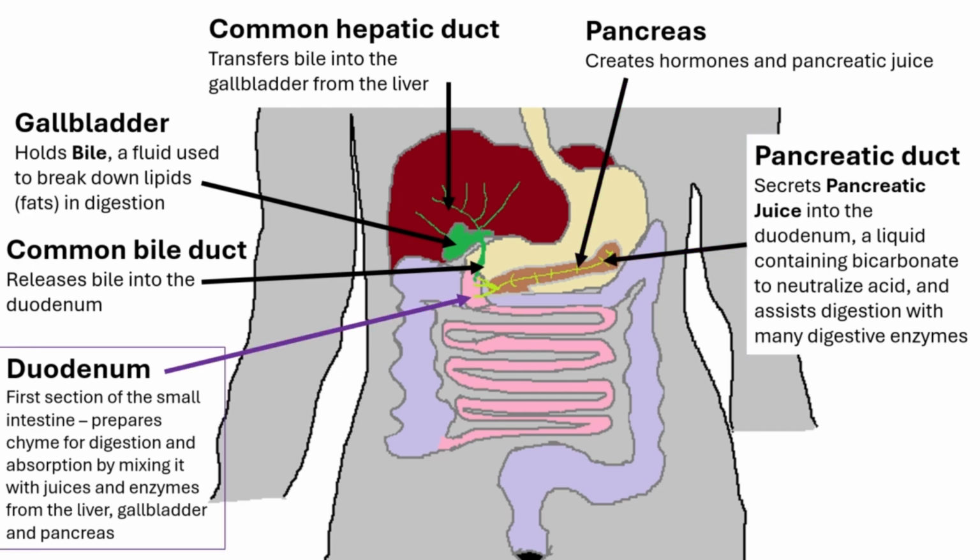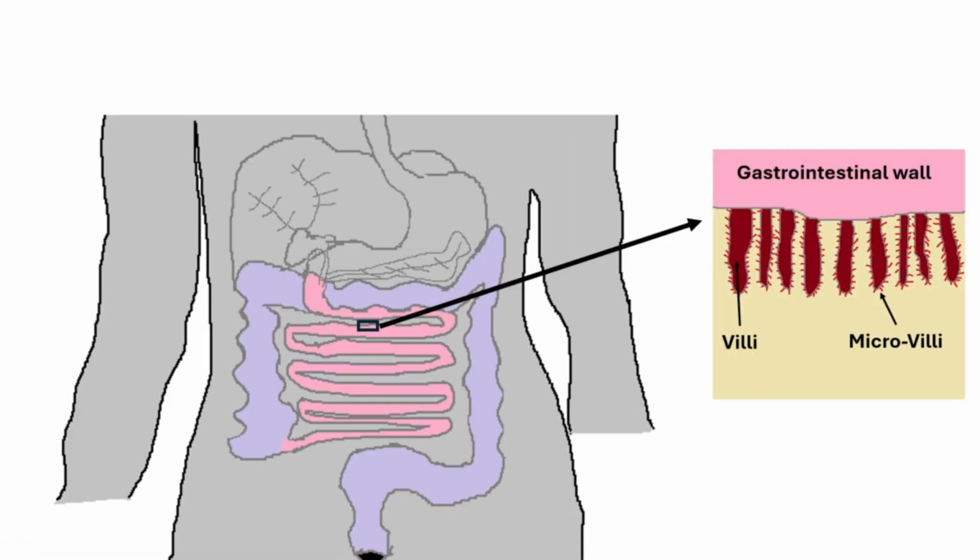Now, let's go over the intestines. The first part of the small intestine is called the duodenum. Its main role is to prepare chyme for digestion by having it mixed with various enzymes from the pancreas, gallbladder, and stomach. The small intestines are lined with villi. They are small finger-like projections that are each lined with smaller microvilli. This is to increase the surface area of the small intestines so that nutrients can be better absorbed.